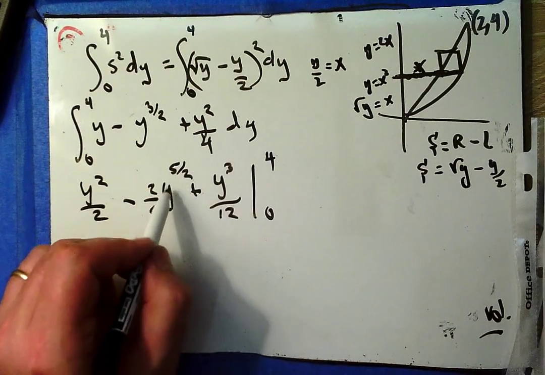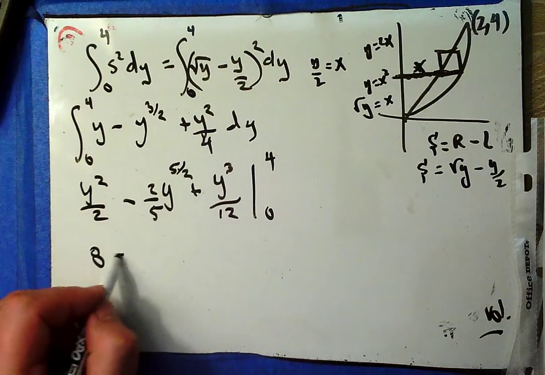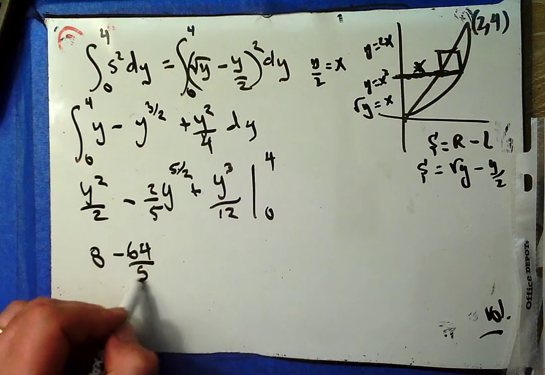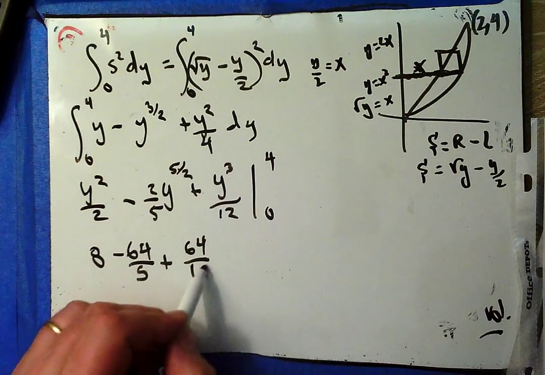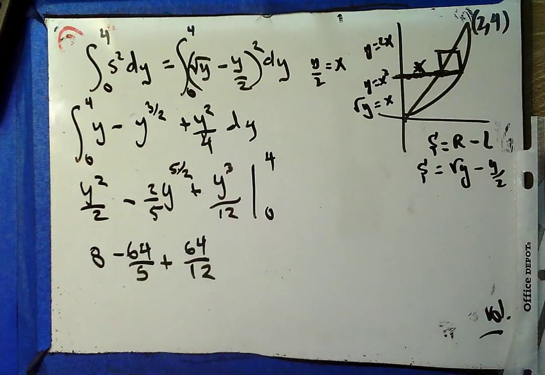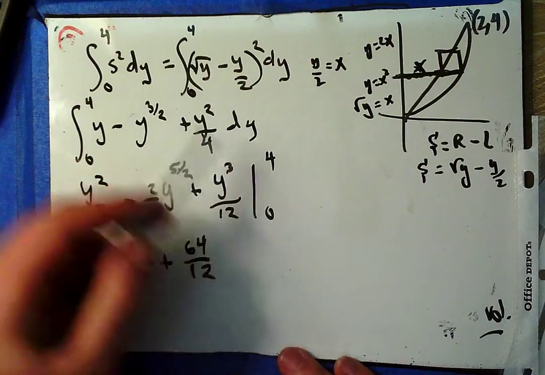2 to the 5th is 32. 32 times 2 is 64 over 5. And then I plug a 4 in and I get 64 over 12. And that's where I can stop. I don't actually have to go any further. In fact, I didn't even need to do this.